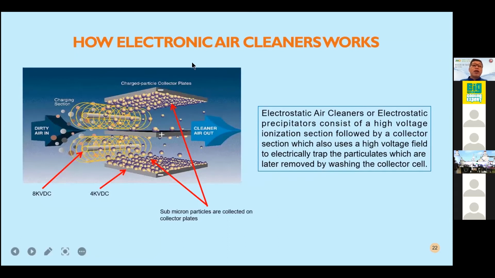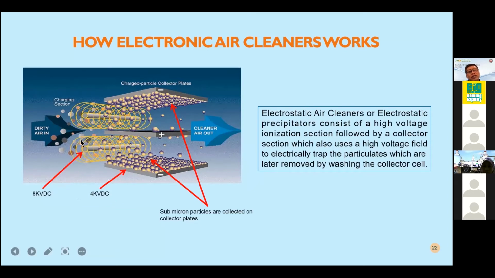So how does an electronic air cleaner work? As you can see here, let's say you have a moving fan here. If you draw contaminated air, dirt particles, dust, submicron particulates, it will be given a charge of 8,000 volts DC, 8 kilovolt DC. So AC is converted to DC. It's very low power, only 36 watt per unit. The grounding plates over here are given a half charge. So how does it work?